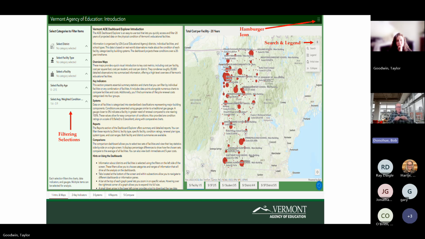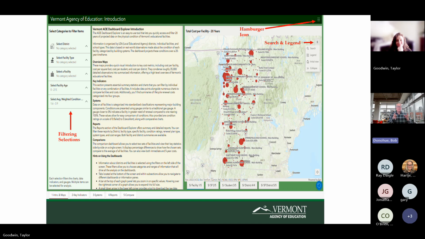But if we were to take a look at some of the pointers that I put into this screen, there's the filtering section on the left, and this is the main entry point where people now start to say, do I want to look at an individual school district? Do I want to look at an individual facility type, elementary, middle school, high school, a K through 12 school? Do I want to look at an individual facility? Do I want to look at facilities that are within a certain age? So they have it spanned at 0 to 215 years. I don't think we have any that are 215 years old.